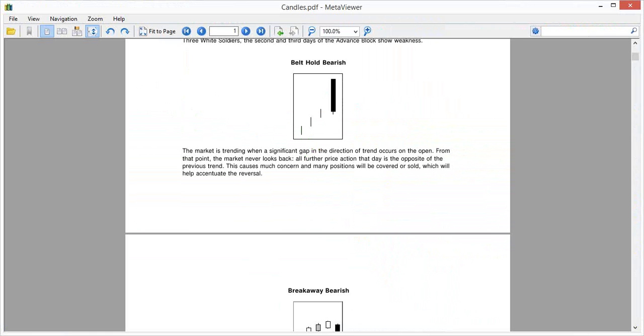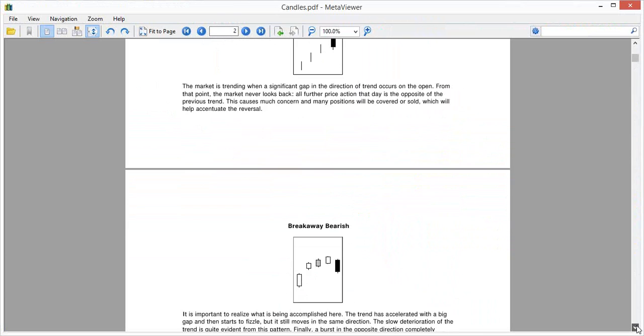All further price action that day is in the opposite of the previous trend, so it's a trend reversal. This causes much concern and many positions will be covered or sold, which will help accentuate the reversal. To cover a position is mainly used to indicate an act of lowering risk exposure. A major fund may close some of their open position when they see a news event such as that. So it's bearish, it's a risk event, risk off. They're taking money off the market.